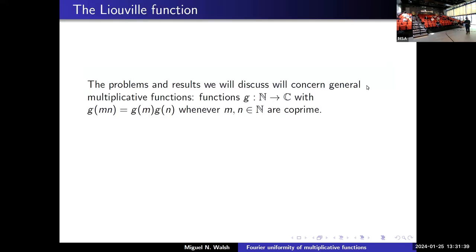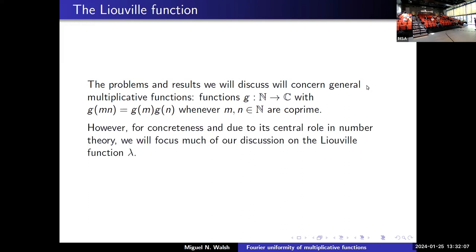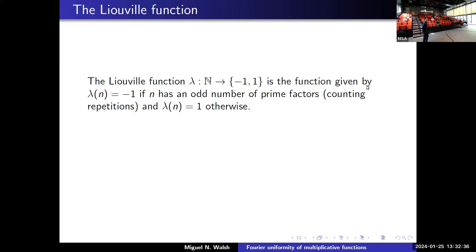So let's begin. The problems and results we will discuss will concern, as I said, general multiplicative functions. Let us recall the definition. A multiplicative function is a function g from the natural numbers to the complex numbers such that g of m times n is equal to g of m times g of n whenever m and n are coprime. This is the basic definition of a multiplicative function, and multiplicative functions appear all around mathematics. While the results that I will discuss apply to general multiplicative functions, and I will tell you more precisely how this works later, I will mostly, for concreteness and due to its central role, focus on the Liouville function, which is one of the central functions in mathematics. Again, there are many interesting functions and the result will apply in general, but we will focus on this particular case.